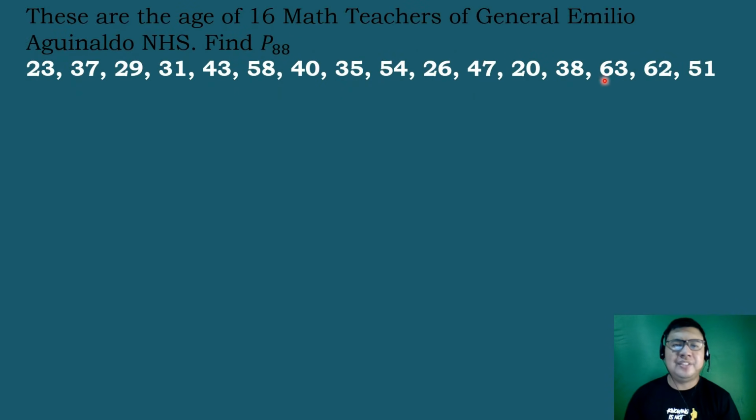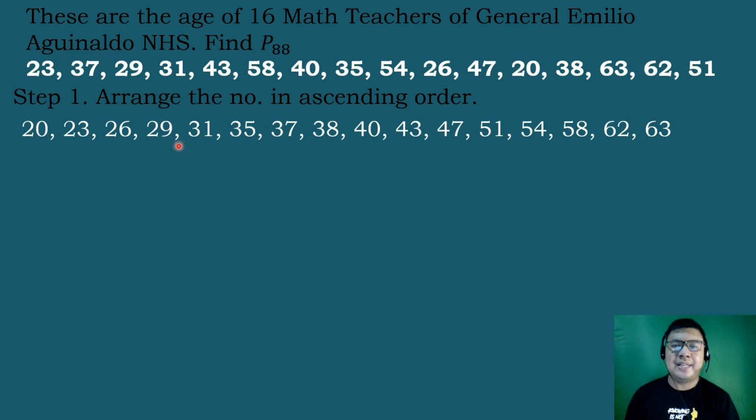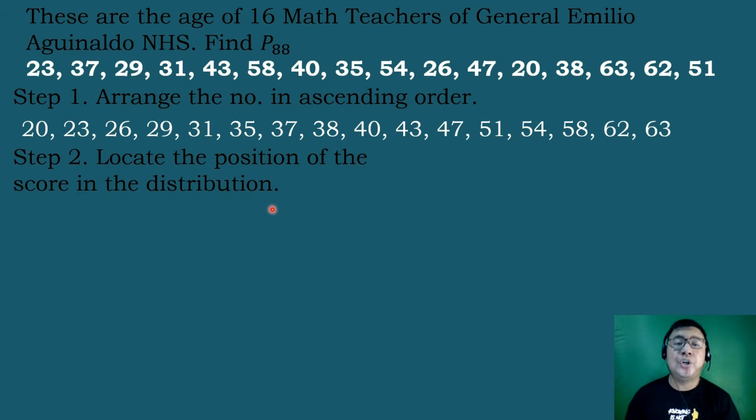Using the same given, we will now try to solve the value of percentile sub 88. So arranging the numbers in ascending order from the lowest score up to the highest score, followed by step 2, and that is to locate the position of the score in the distribution by using the formula of percentile this time. We have percentile sub 88 is equal to k over 100 times the quantity n plus 1. And then after that, we will be substituting the corresponding value. The value of k is equal to 88.